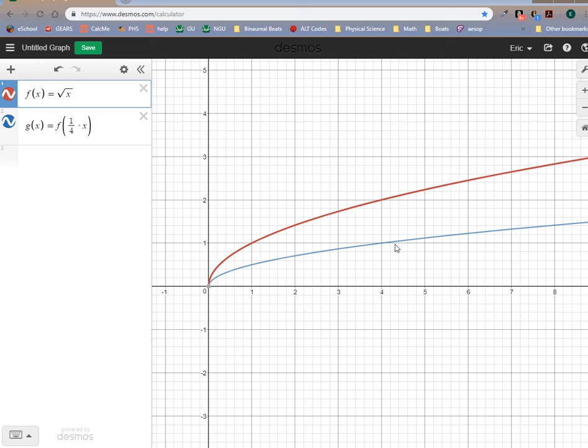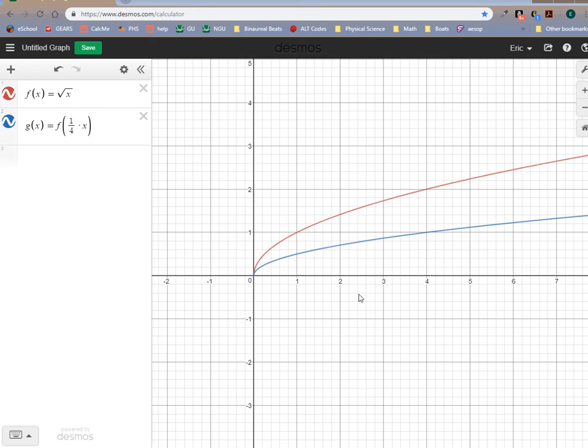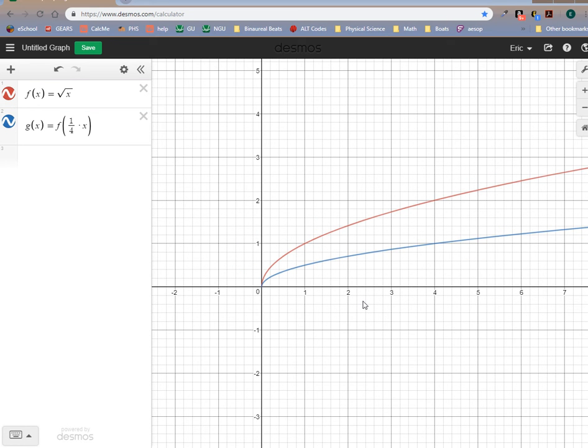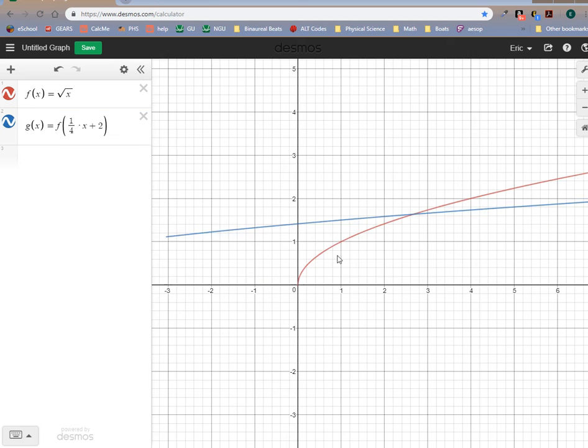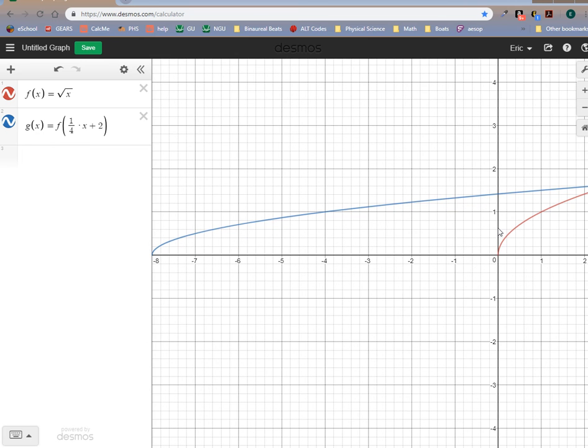What if we wanted to horizontally stretch it by a factor of 4 and we want to translate everything 2 to the left? What would I do? So I'm going to add, what am I going to do? Add 2? Okay. Ooh. That didn't work.